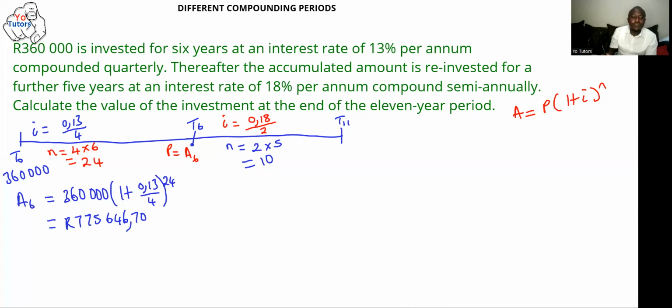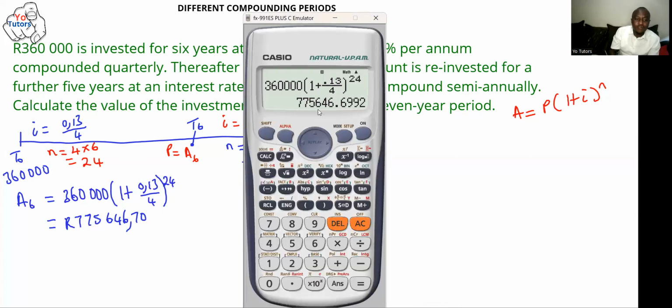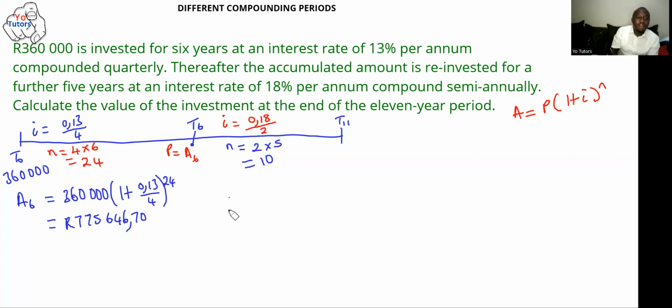What I also want to teach you is that you can store your values. You press shift, store A, then you know that your value is saved in A, because you don't need to round off before you reach the final answer. Get used to that, otherwise you get wrong answers. Now, let's also get the accumulated amount after 11 years.